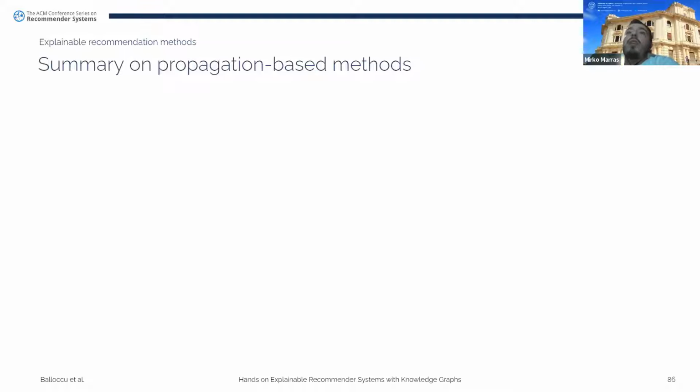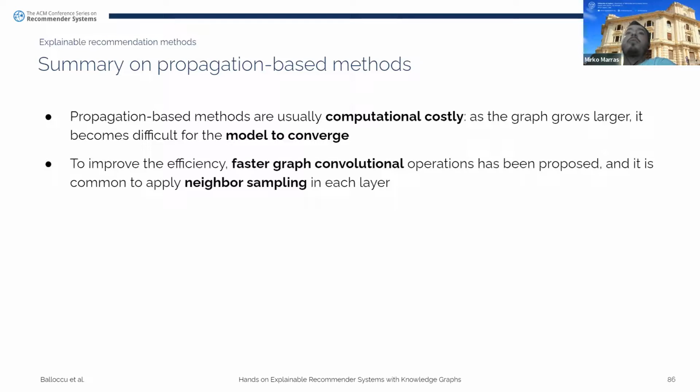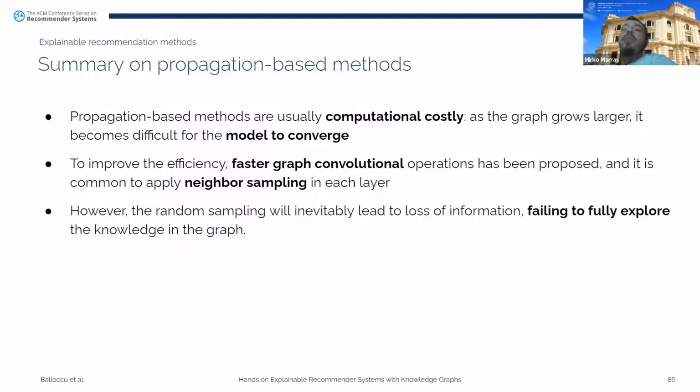So we finally summarize the main advantages and shortcomings of different propagation-based methods. Propagation-based methods are usually computationally costly. As the graph grows larger, it becomes difficult for the model to converge. To improve the efficiency, fast graph convolutional operations have been proposed. And another technique is to apply neighborhood sampling in each layer to solve this problem about efficiency. However, the random sampling will inevitably lead to a loss of information, failing to fully explore the knowledge in the graph.